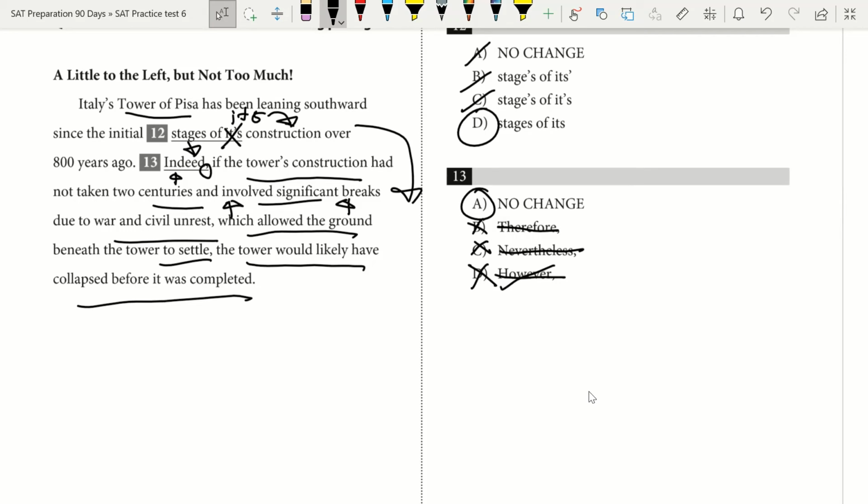So we're really, indeed is really the only word that could work here. This isn't really a category that could work. Indeed is pretty much the only word that could possibly work here, right? A is going to be our correct answer for 13.